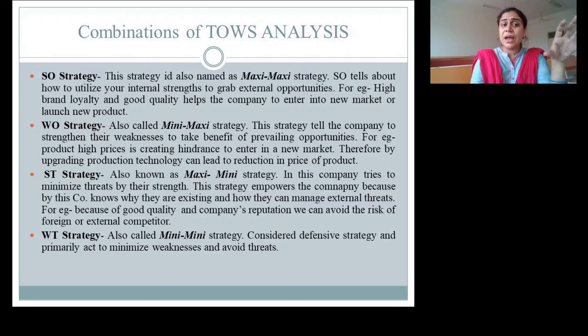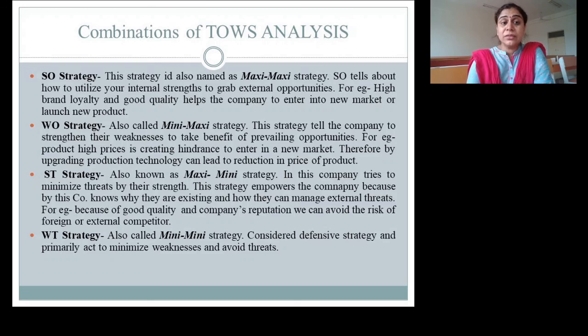So the WO strategy. W is weakness and O stands for opportunity. So it is a mini-maxi strategy, mini for W and maxi for opportunity. In this strategy, companies overcome their weaknesses in order to take benefit of prevailing opportunities. For example, high product prices are creating a hindrance to entering a new market. Therefore, the company will upgrade its production technology and reduce the pricing of the product.